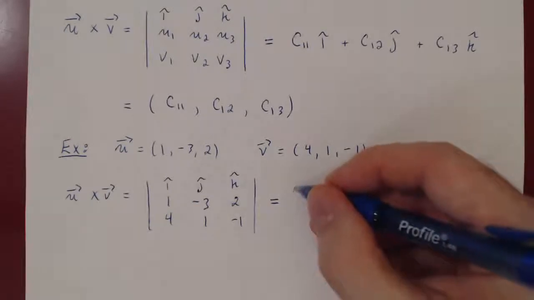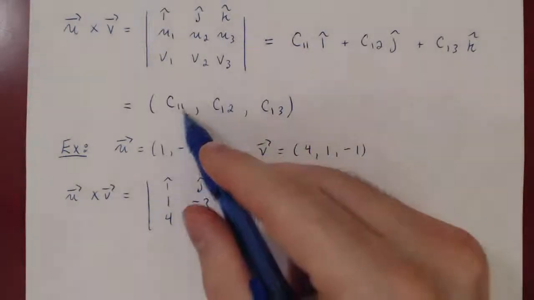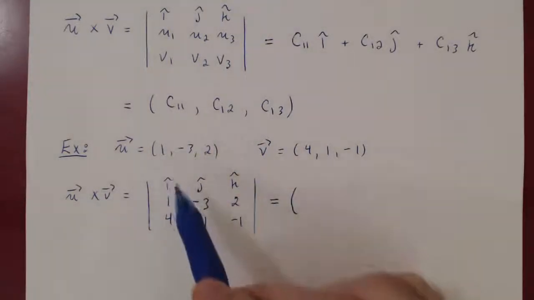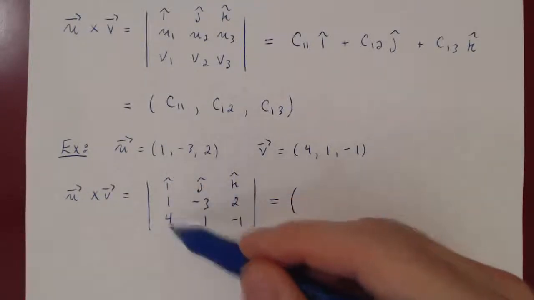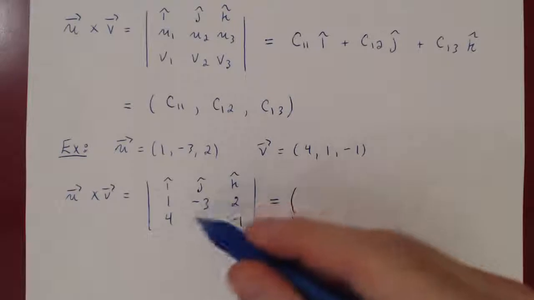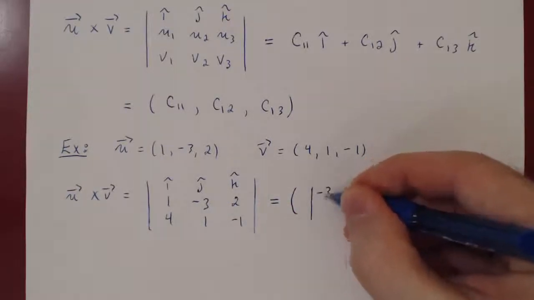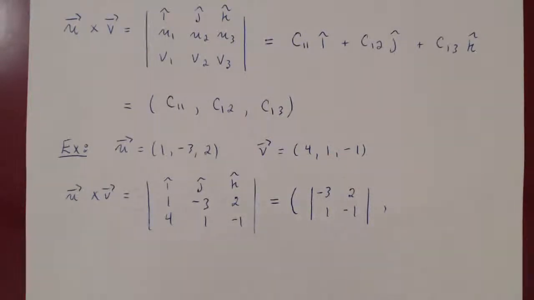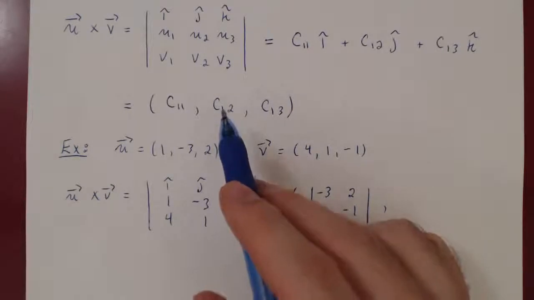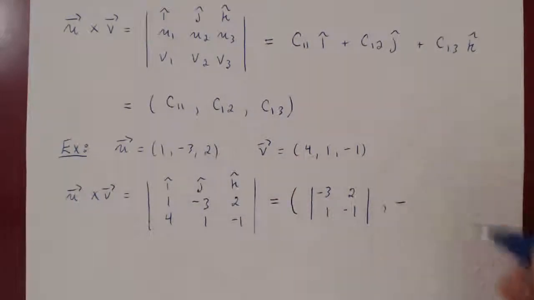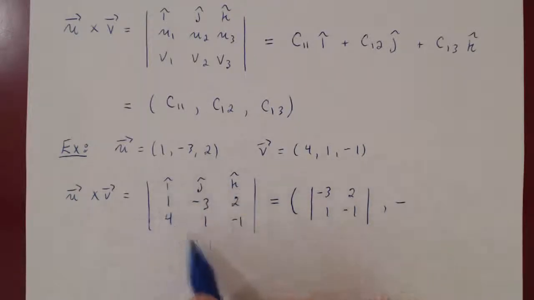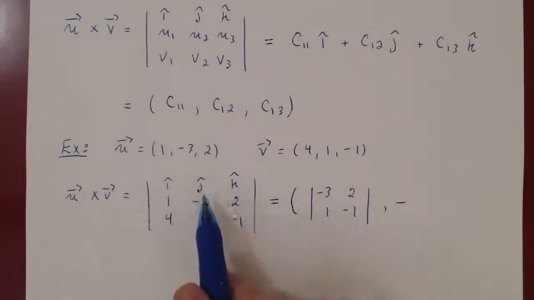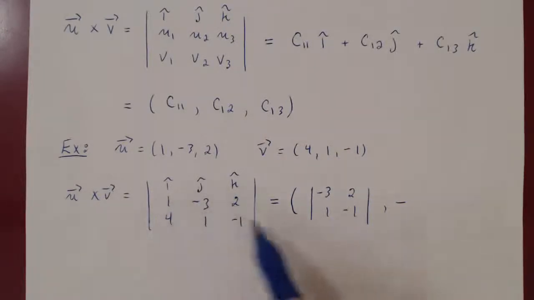We know this is C11. Well, C11: 1 plus 1 is 2, negative 1 squared is 1, so there is no negative sign. And we find the determinant after deleting the first row, first column. So this is the determinant of this 2 by 2 matrix: negative 3, 2, 1, negative 1. That's C11. C12 now, and here's where you have to be careful. 1 plus 2 is 3. Negative 1 cubed is negative 1. So we'll have a negative times the determinant obtained from the given matrix after we delete row 1, column 2, and the matrix is 1, 2, 4, negative 1.